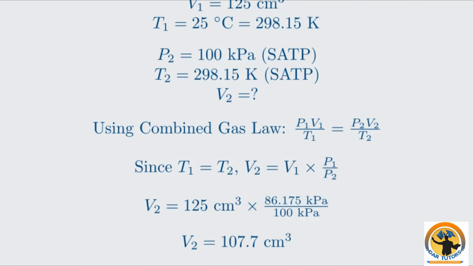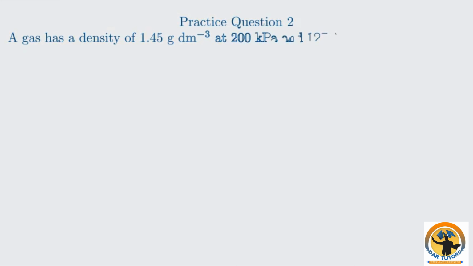Well done if you got this right. Practice question 2. A gas has a density of 1.45 grams per cubic decimeter at 200 kilopascals and 127 degrees. Calculate its molar mass. Remember the formula for density in terms of molar mass and the ideal gas equation. Again, pause the video and try it out.